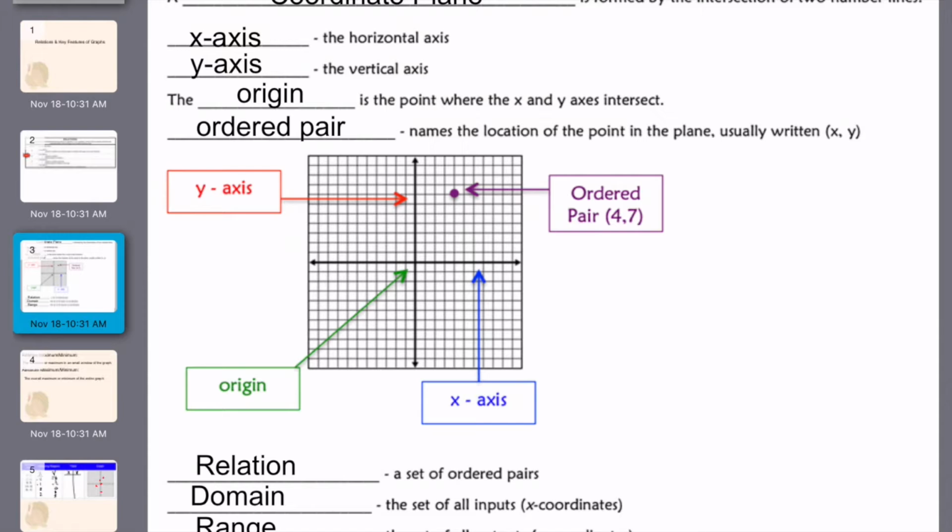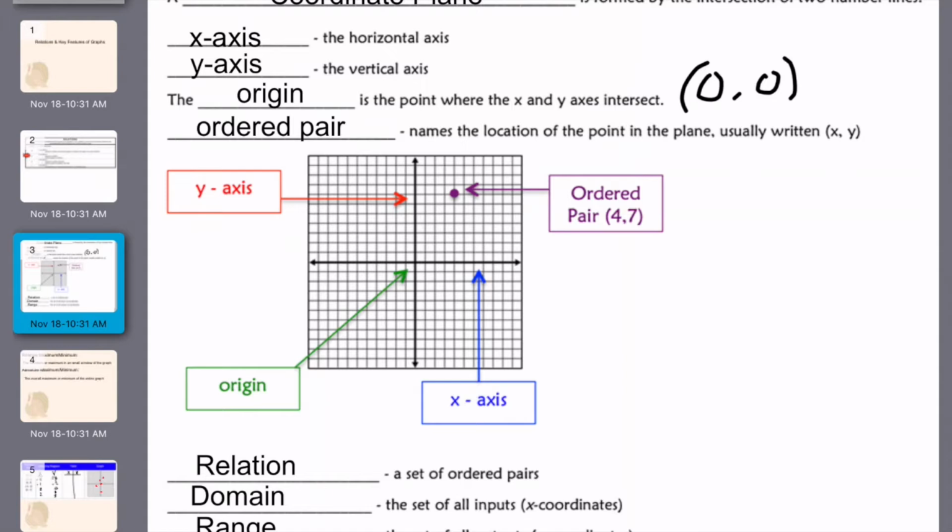A coordinate plane is formed by the intersection of two number lines, and those two number lines are called the x-axis and the y-axis. The x-axis is the horizontal axis, think about horizon, flat, and then the y-axis is the vertical axis, think about your vertical like you jump, how high you jump, so it's up and down. The origin is the point where the x and y axes intersect. We can represent the origin as the point (0, 0).